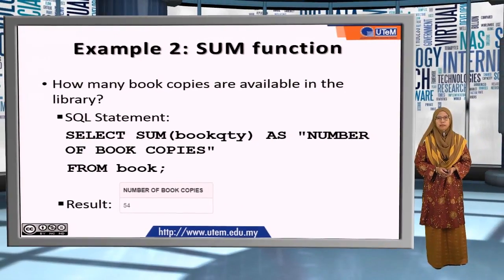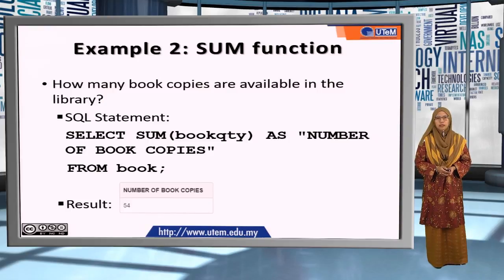For the second example, we will look at the sum aggregate function. Suppose we want to get the number of book copies available in the library. In the book table, for each row, the book quantity attribute contains the number of book copies available for each book title. To get the number of book copies available for all the book titles, we have to sum up all the values of the book quantity column.